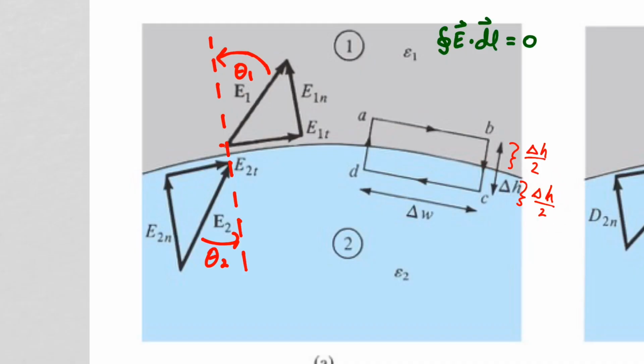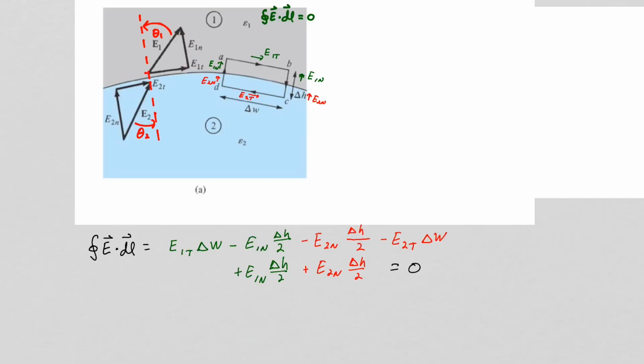Let's perform this integration. Let's start at point A and go clockwise around our path of integration. When we integrate from A to B, we get E sub 1 tangential times delta W. When we integrate from B to the interface, we're going in the opposite direction of E sub 1 normal, so the dot product between dL and E sub 1 normal will give us a minus E sub 1 normal times delta H over 2. Similarly, when we go from the interface to C, we'll get a minus E sub 2 normal delta H over 2.